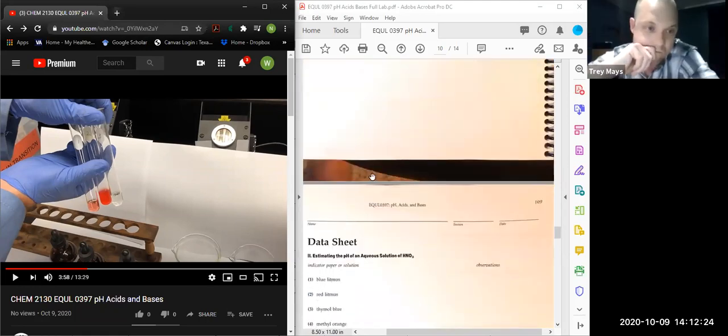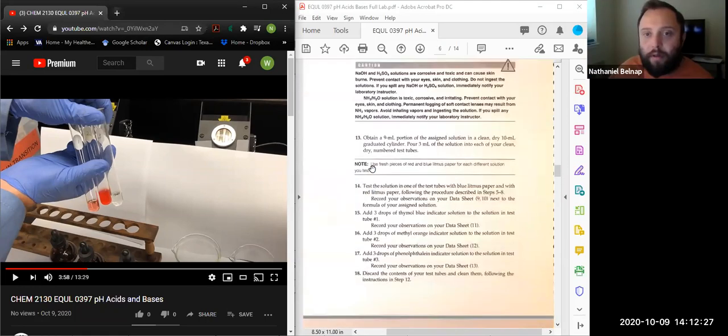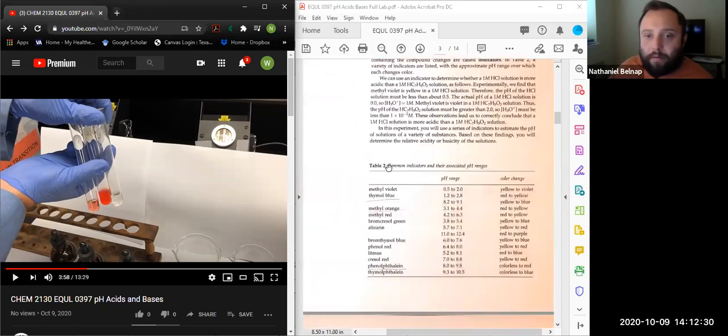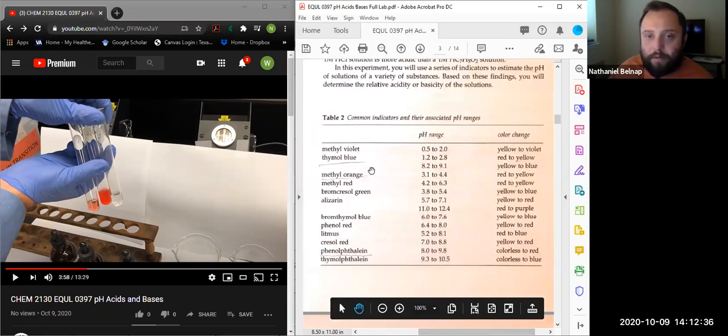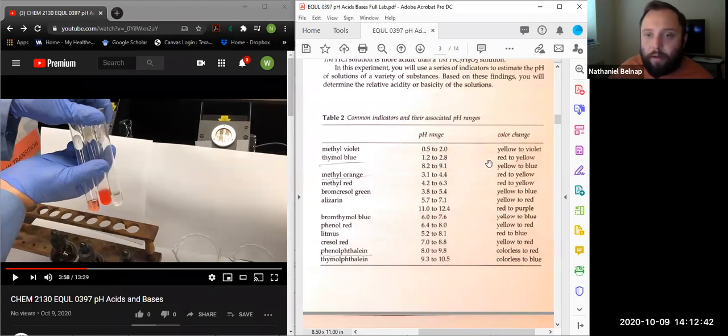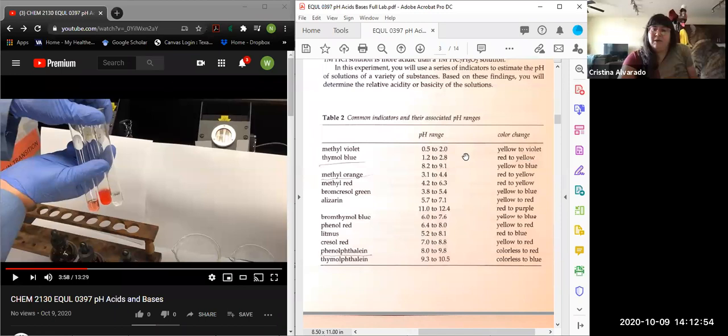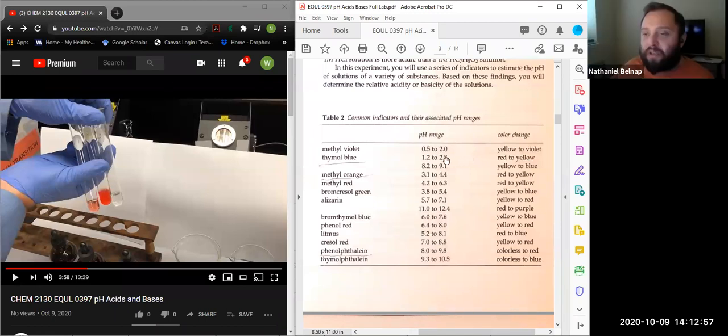So let's go back up here just real fast to the chart. So for thymol blue, it goes from red to yellow, so from 1.2 to 2.8. So it's not quite red and it's not yellow. What would you think its pH is, if you just had to take a guess? Like in the middle of that range, like 2. Yeah, I would say probably 2, something in between there. I don't know if red and yellow make pink, but yeah, that would be a fair answer.